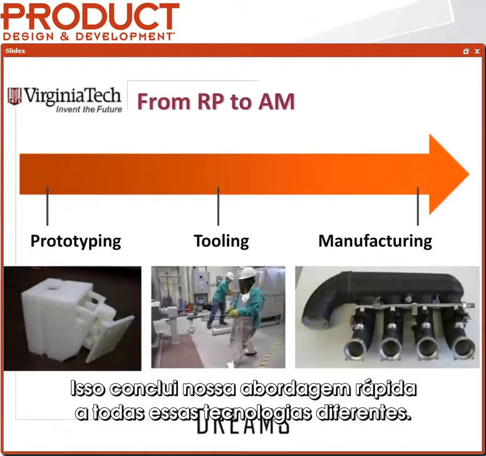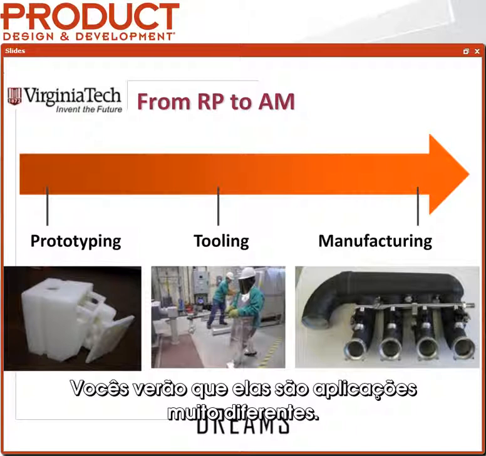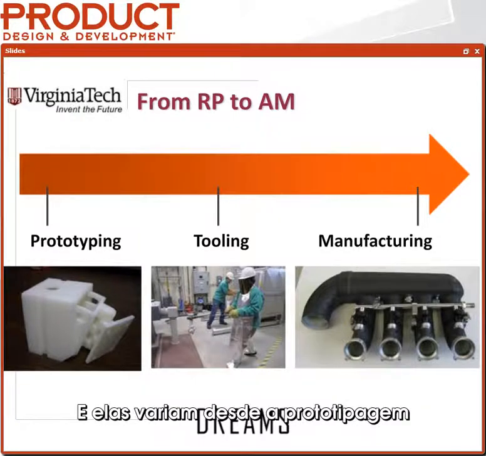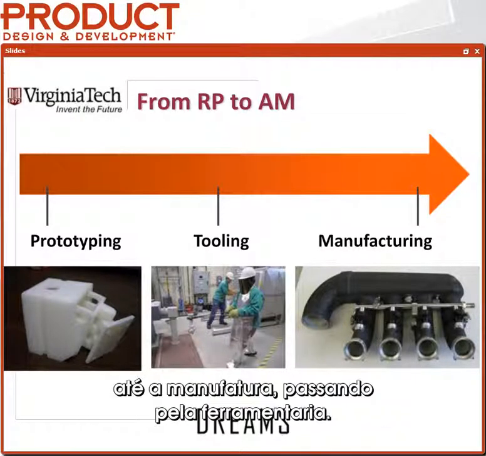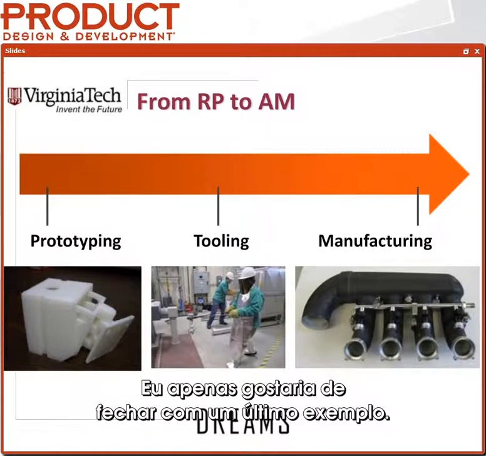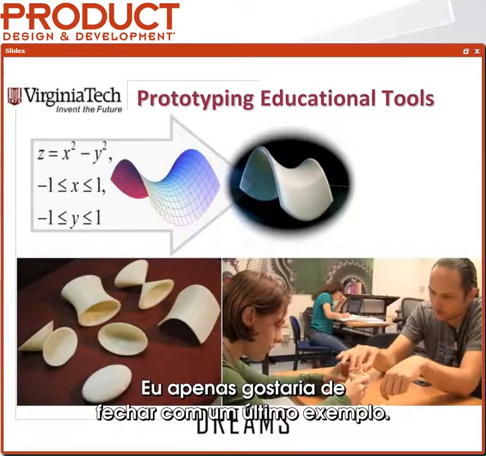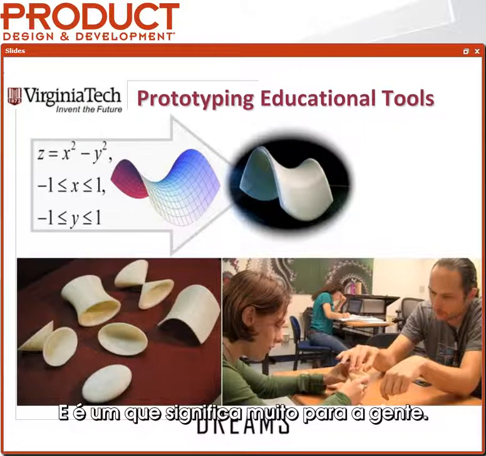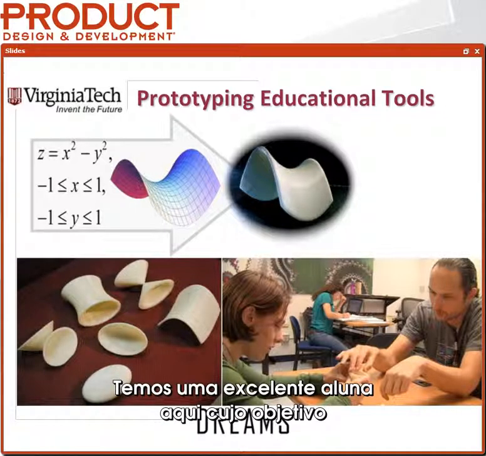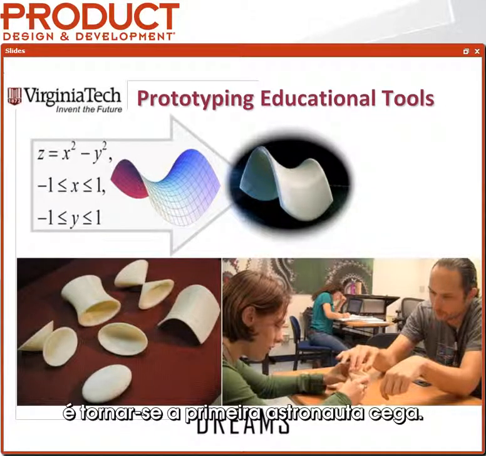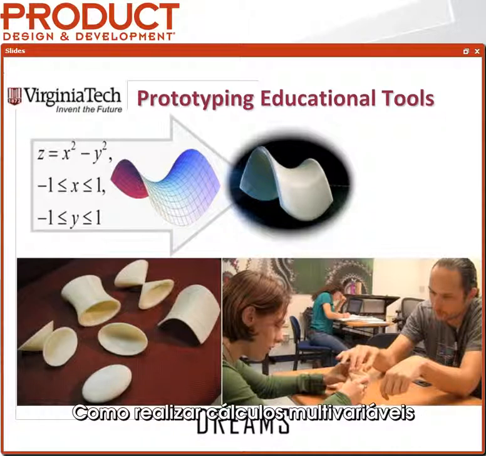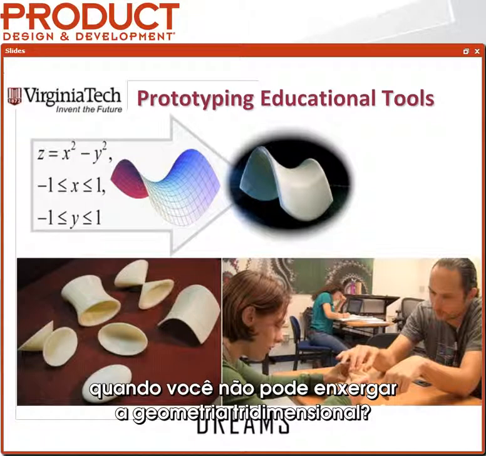So this concludes a long, quick-fire approach to all these different technologies. You'll see they're very diverse applications, and they range all the way from prototyping to tooling to manufacturing. And I just want to close with one last example, and this is one that means a lot to us. We've got a great student here whose goal is to become the first blind astronaut, and her goal is a bit challenging, right? How do you make it through multivariable calculus when you can't see three-dimensional geometries?